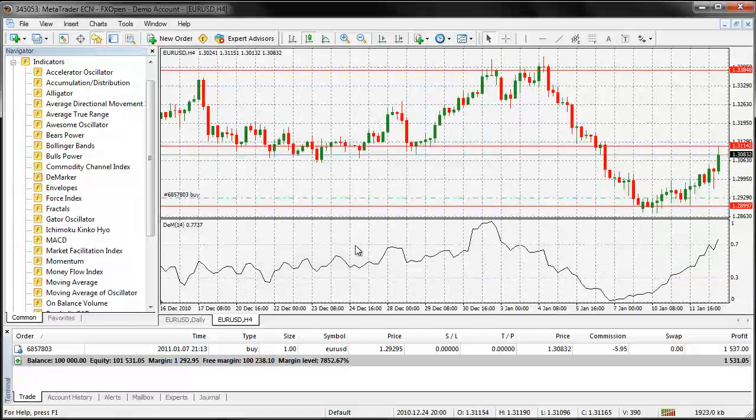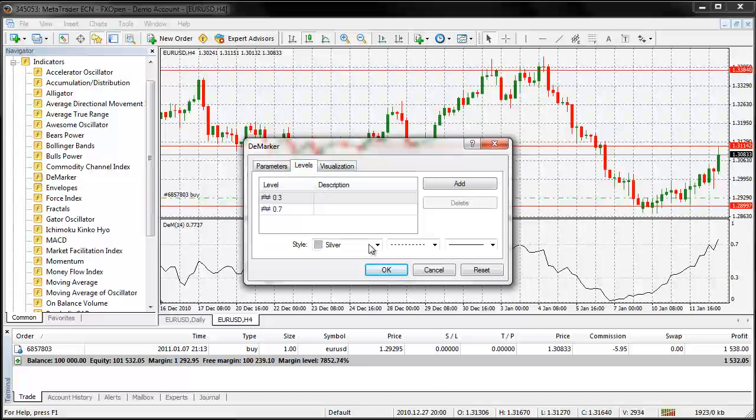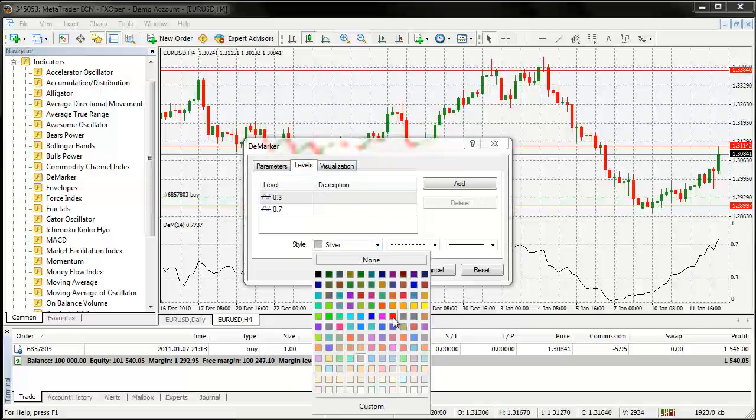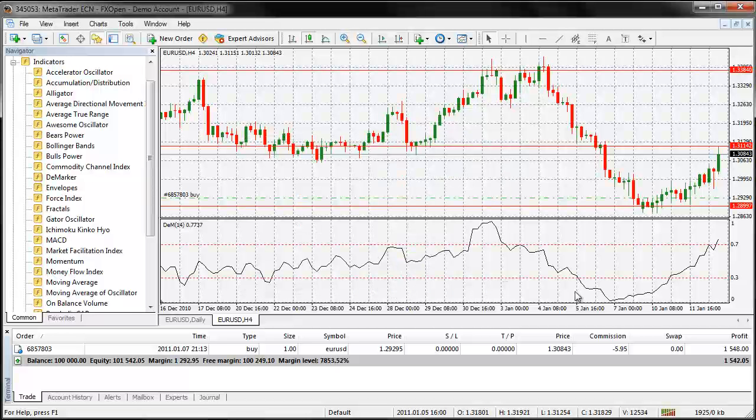Now you can just barely see these lines, so I'm going to change these lines over to a different color so those of us who might be colorblind can see them a little bit clearer. Here we go. So here is the black line of the DeMarker, and here are some red dotted dashed lines to mark overbought and oversold areas.